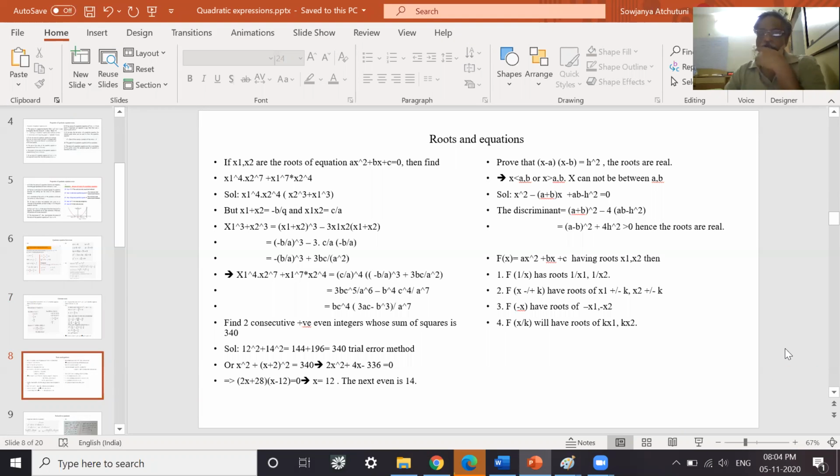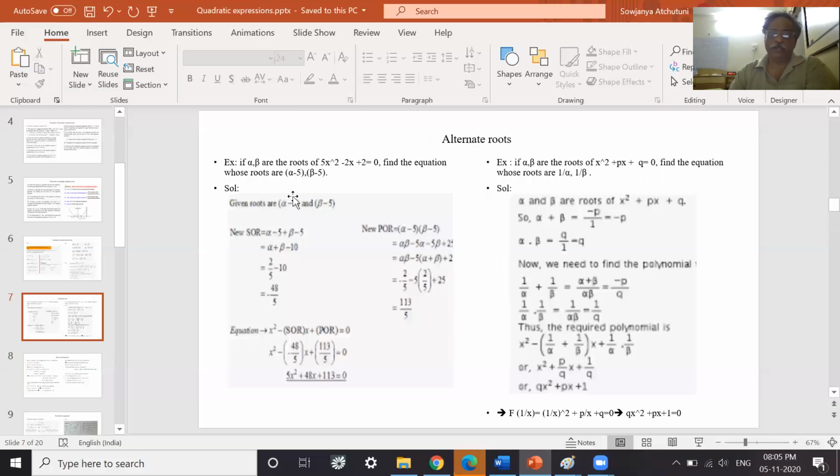These are what is given here, shortcuts. If I want 1 by alpha 1, 1 by alpha 2, then instead of f of x, I'll replace with 1 by x. Wherever x is there, I'll put 1 by x. If it is x1 minus k, I'll put plus k. If x1 plus k, I'll put f of x minus. Alternate signs have to be used, because x1 plus k means x1 is minus k. So I have to put f of x minus. Here plus or minus, here minus or plus. So accordingly, I have to put x plus k or x minus k.